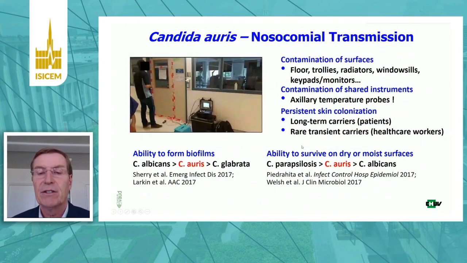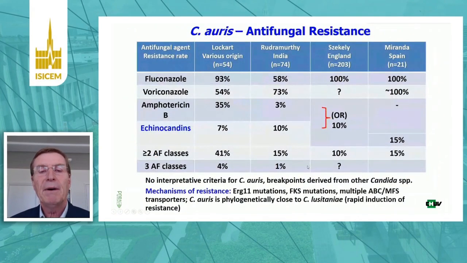Candida auris is an agent of nosocomial infection. It contaminates surfaces. It contaminates also shared instruments. Be particularly aware of probes for measuring axillary temperature. It persists on skin and tends to colonize skin rather than the GI tract. It can form biofilm, less than Candida albicans, and it has the ability to survive on dry or moist surfaces, again, less than parapsilosis. What about antifungal resistance pattern?